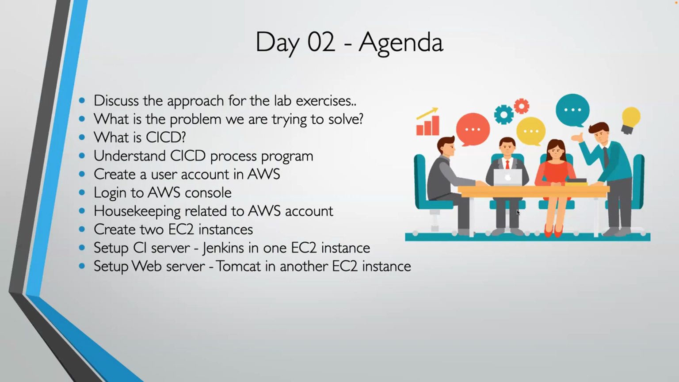All right. For that, obviously we need to have an AWS account set up. So we will create a user in the AWS cloud, and then we will log in using that user in the AWS console. And then we'll also discuss some housekeeping-related stuff related to the AWS account as well. And then we will go ahead and create 2 EC2 instances, like I mentioned, one for setting up Jenkins and one for setting up Tomcat. Tomcat is a web server, so we'll also talk about that. That is exactly what we are going to cover as part of day 2 learning.